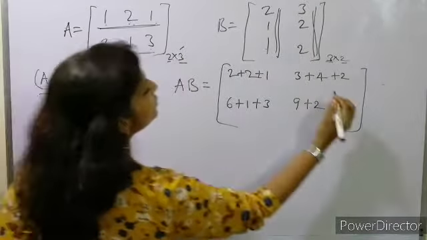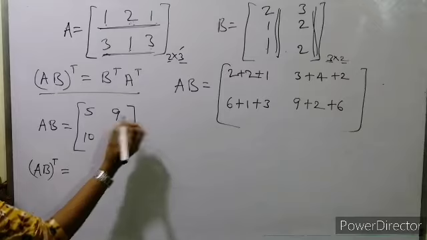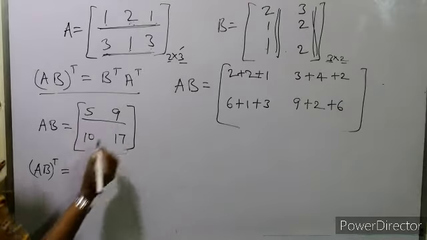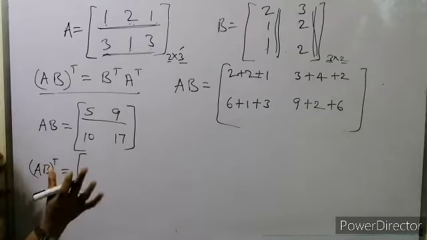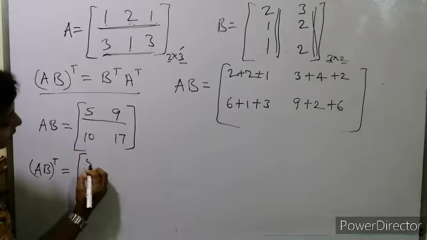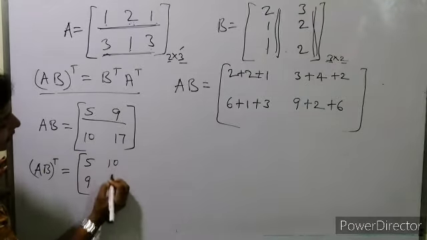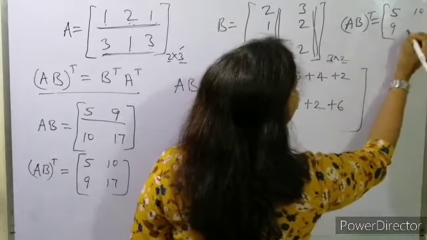Now we have to find the value of the transpose of AB. We have to find the transpose of this one, so row-wise becomes column-wise. We'll convert rows and columns: 5 9 10 17. So this is the resultant value. We'll write it down somewhere. This is the transpose of AB that we just found: 5 10 9 17.